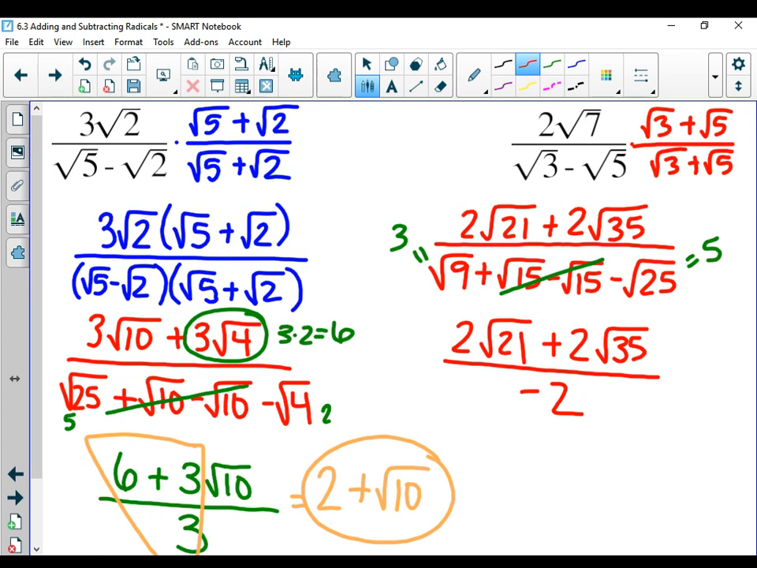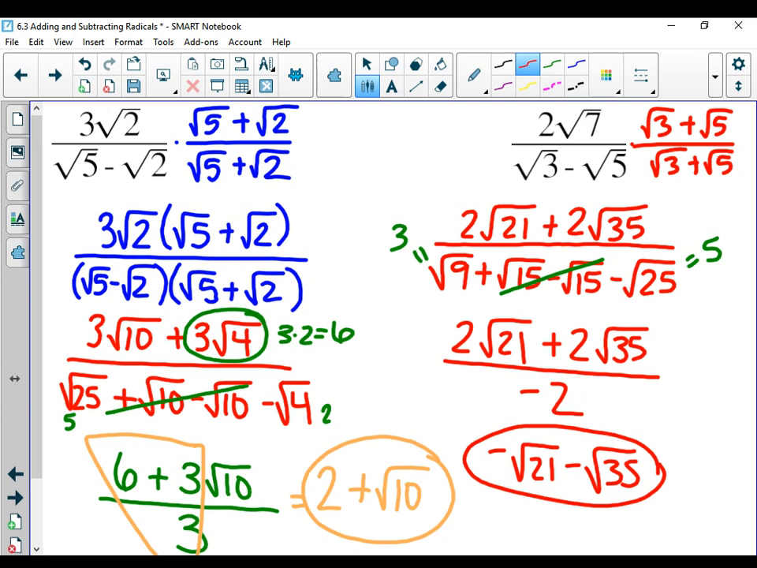Now, we can see that they are all divisible by 2. But I also don't want a negative just floating in the denominator for no reason. So I'm actually going to divide everything by negative 2. So my answer should just be negative square root of 21 minus the square root of 35. And again, you really want 21 to reduce and 35 to reduce, but 21 you get 3 and 7, and 35 you get 7 and 5. So it doesn't reduce like you want it to. Okay? A lot of pretty math up there. Any questions about those?